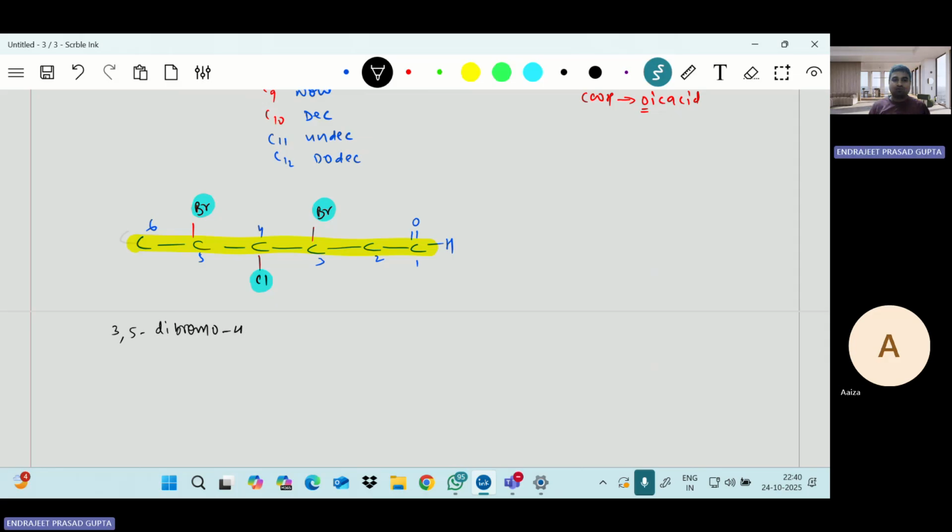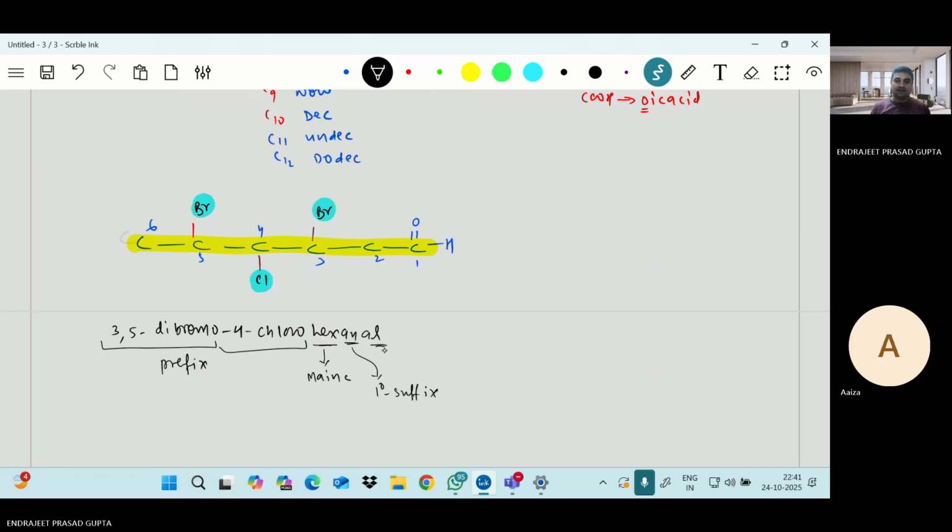and 4 chloro. And total 6 carbon is hex, and single bond is AN, and you remove the E and add AL. So see that all these are the prefix, and hex is the main carbon chain, and AN is the primary suffix and AL is the secondary suffix.